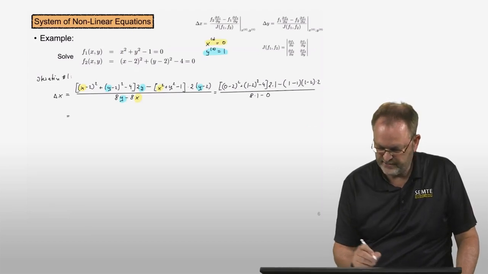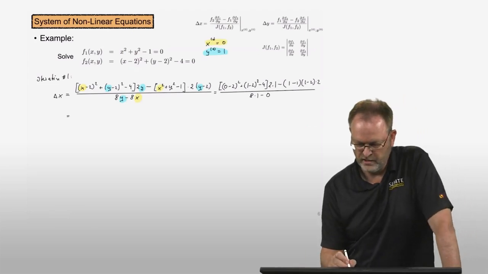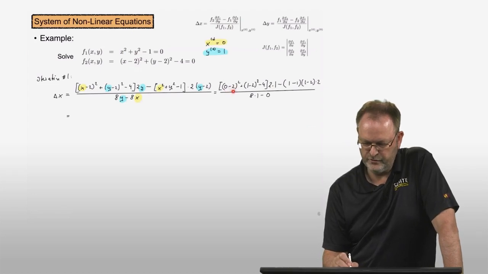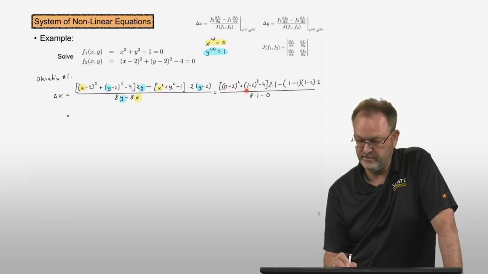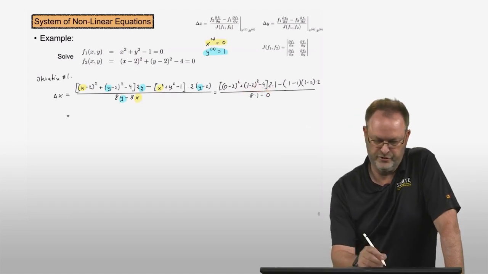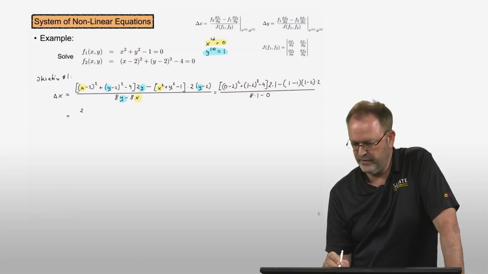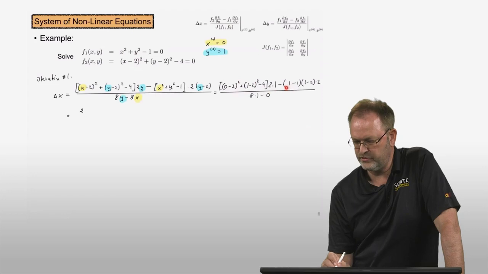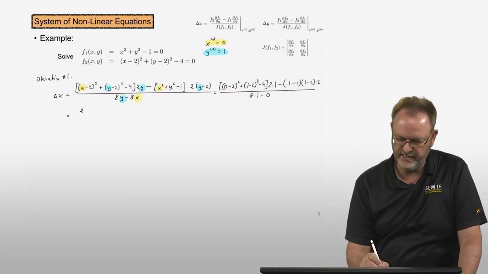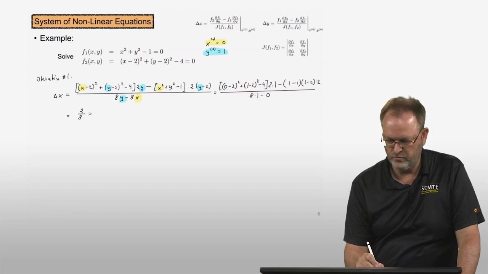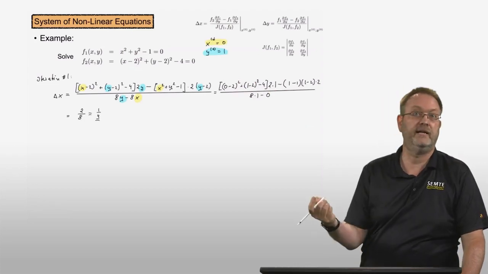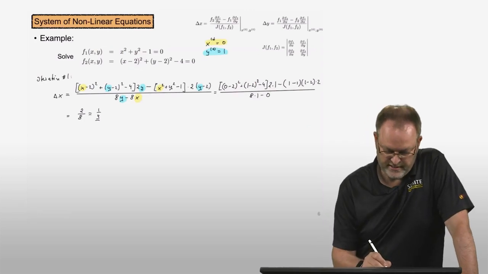Okay, what do we get as a result? Here we have negative 2 squared, that's 4, plus 1 squared, that's 1, minus 4, 5 minus 4 is 1. 1 times 2 times 1 is 2. So that's equal to 2. And then over here we have 1 minus 1, that's 0, so that's all 0. And then here divided by 8. So 2 divided by 8, or 1/4. That's my delta x.